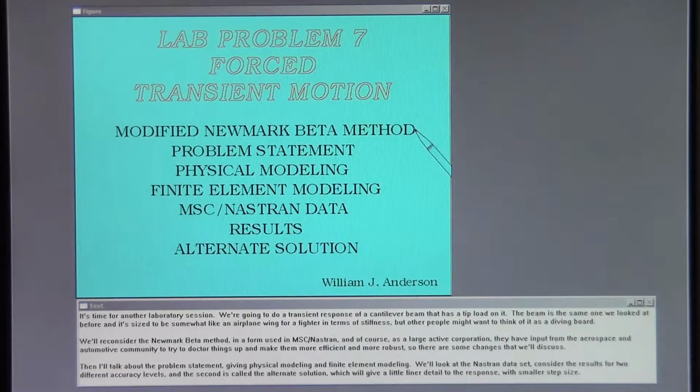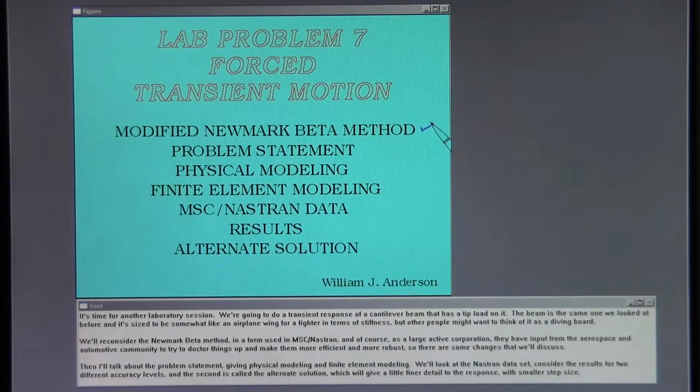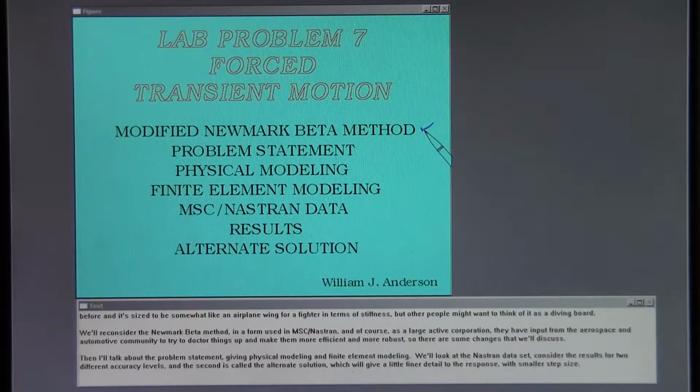We'll reconsider the Newmark Beta method in a form used in MSC Nastran, and of course, as a large active corporation, they have input from the aerospace and the automotive community to try to doctor things up and make them more efficient and more robust. So there are some changes that we'll discuss.